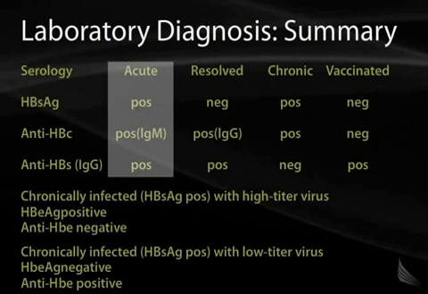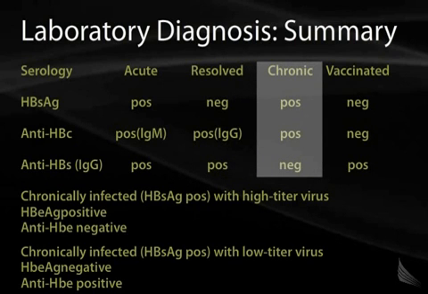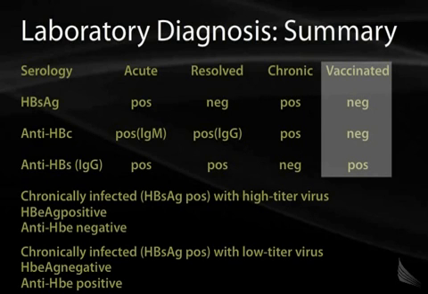This slide shows a table which summarizes the lab diagnosis for the different stages of hepatitis B. In the acute disease, you're surface antigen positive. You have IgM against hepatitis B core, but you don't have any surface antibodies available. Once that's resolved, you no longer have the surface antigen, you do have surface antibodies, and your anti-core antibodies are now IgG. When you have chronic infection, you don't have surface antibodies, but you do have surface antigen, and you have anti-core antibodies. When you're vaccinated, the only antibodies you have are to surface. You don't have any anti-core antibodies, and you don't have any surface antigen available.